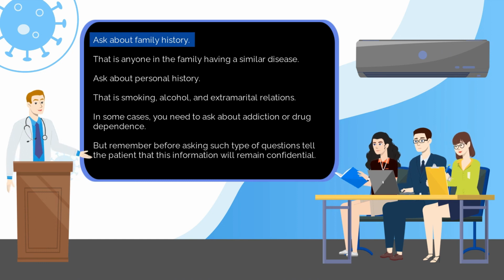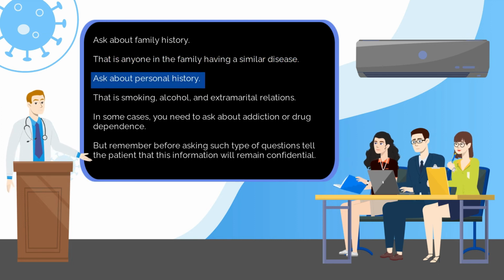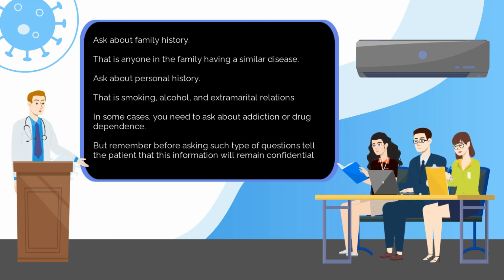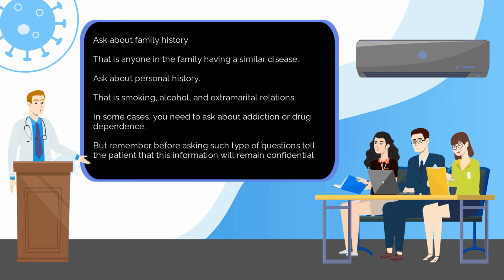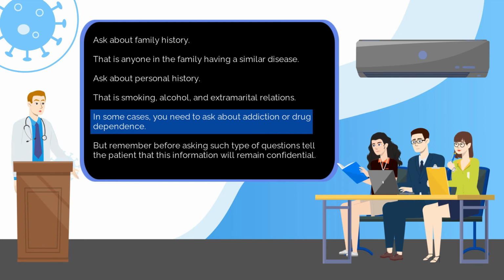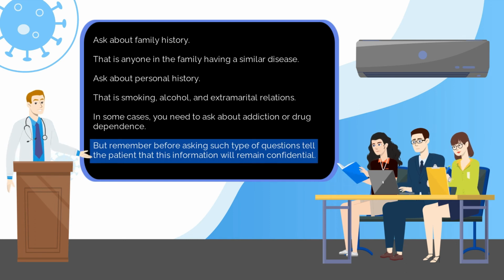Ask about family history. That is, anyone in the family having a similar disease. Ask about personal history. That is, smoking, alcohol, and extramarital relations. In some cases, you need to ask about addiction or drug dependence. But remember, before asking such type of questions, tell the patient that this information will remain confidential.